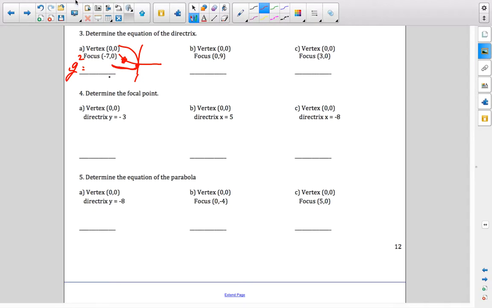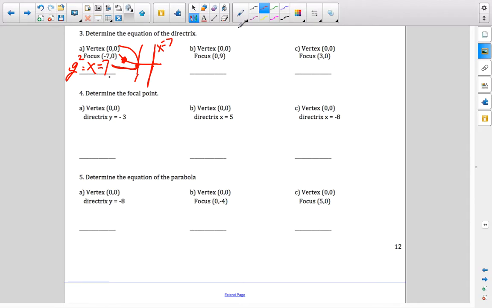We know that the equation of the directrix would have to be x equals 7, because from the vertex to the focus we have 7 units, and so the directrix would be going the other way 7 units, and its line is right here. So the name of the line would be x equals 7. We're just giving the name of that directrix line.